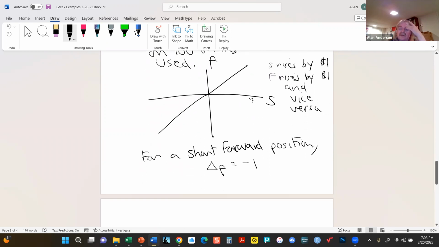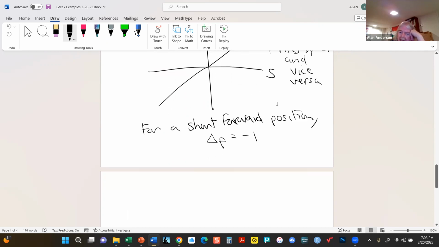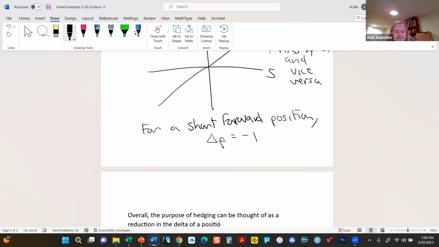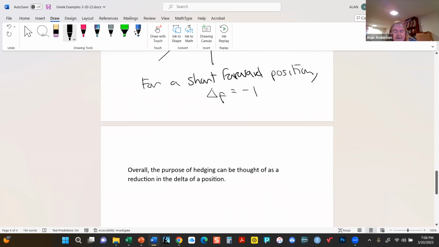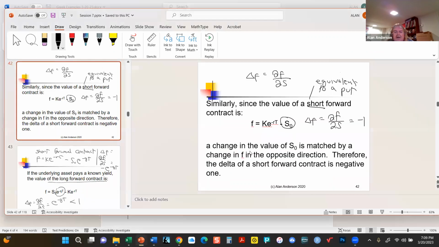That's always what we want. We want the deltas of the underlying position and the hedging position to offset each other. That's what hedging is all about. If they increase the delta, then I'm doing the opposite. Then I'm gambling. So overall, the purpose of hedging can be thought of as a reduction in the delta of a position. If you increase the delta, you'd just be gambling. So hedging means you're reducing the delta.